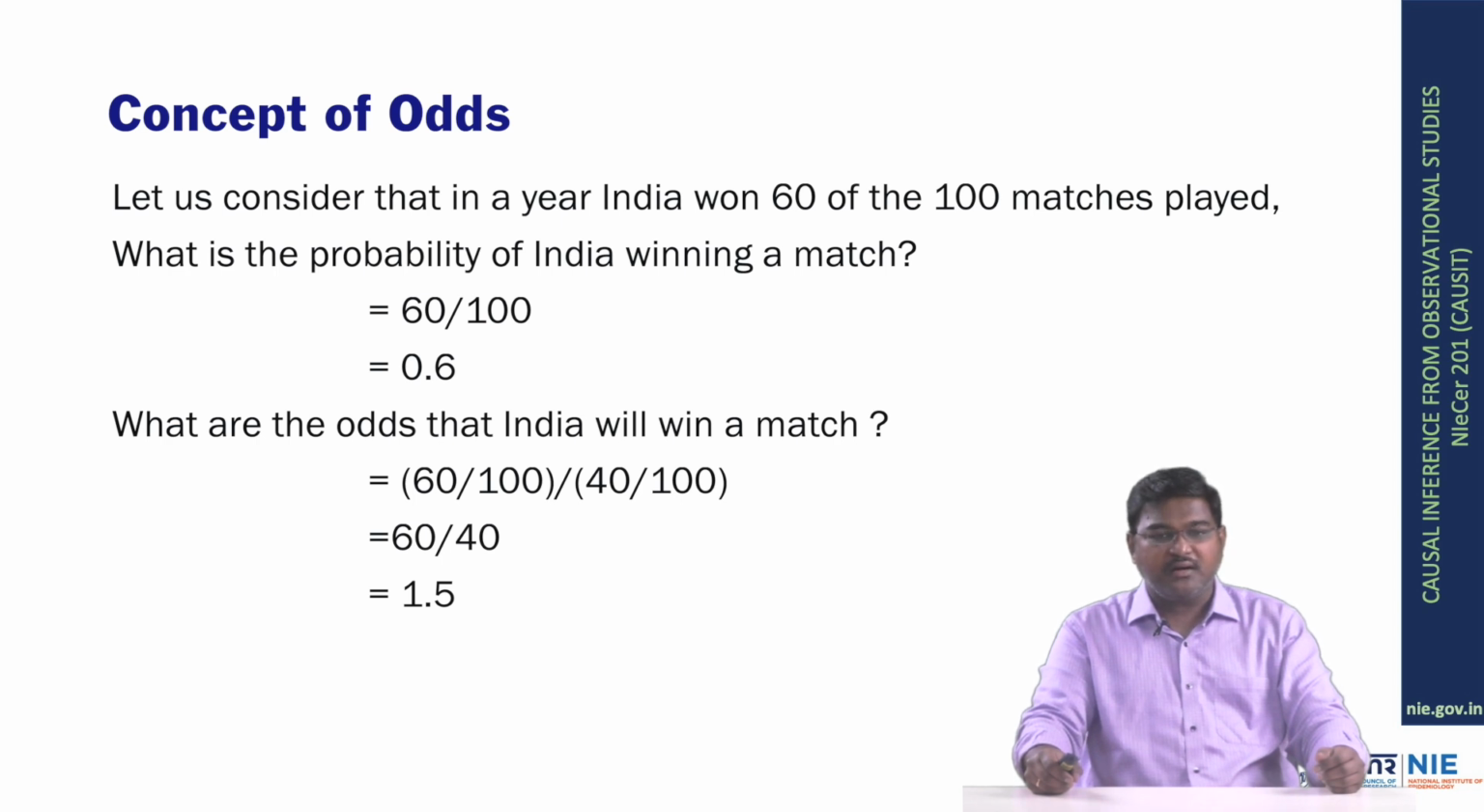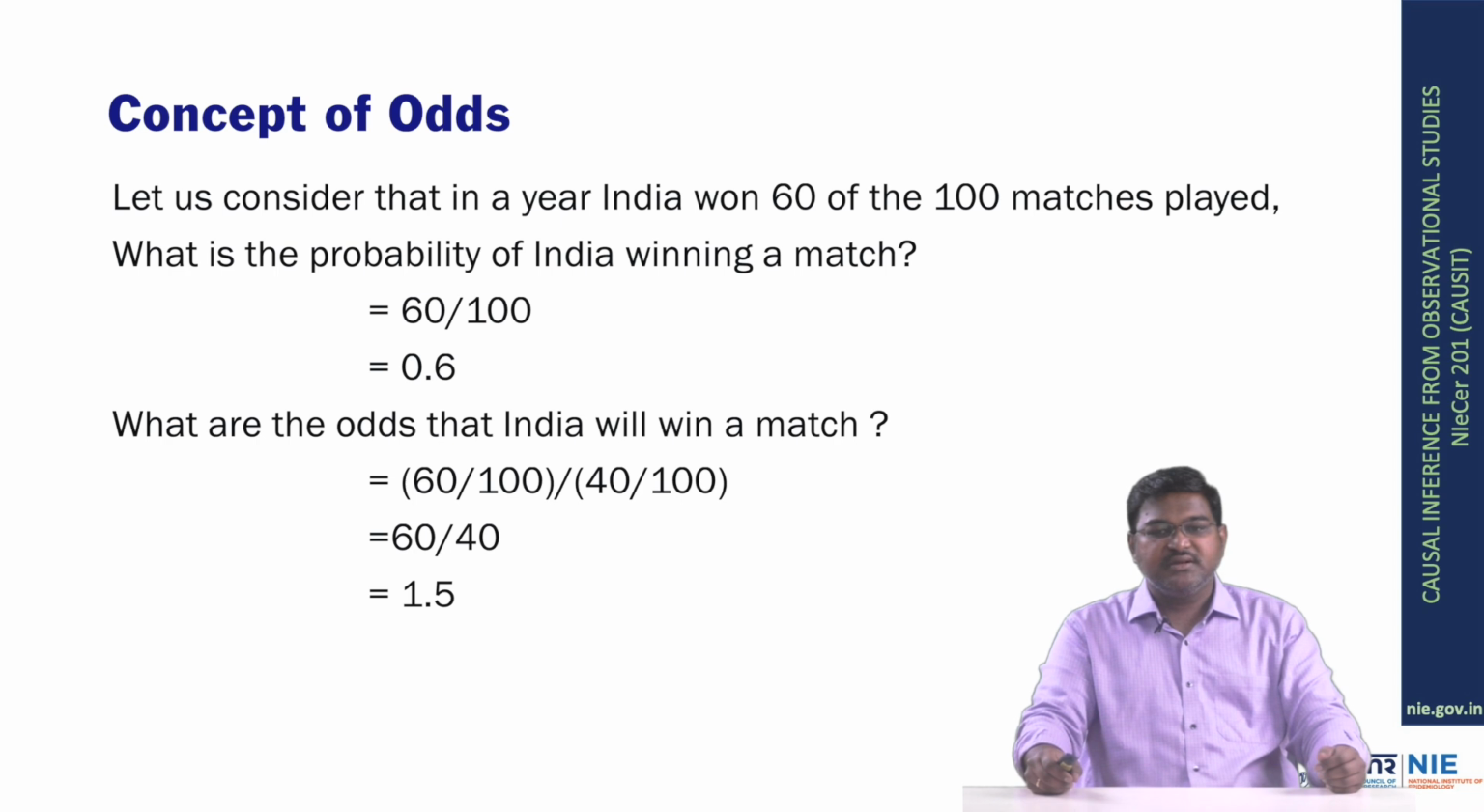Now, what are the odds that India will win the match? Here, recollect the formula that we used for odds, which is the probability of occurrence of an event divided by the probability of non-occurrence of that particular event. The probability of India winning a match is 60 by 100, divided by the probability of India not winning a match, which is 40 by 100. So, it is 60 by 40, or it can be 60 divided by 1 minus 60. Remember the odds formula, P divided by 1 minus P. When you calculate, it is 1.5.